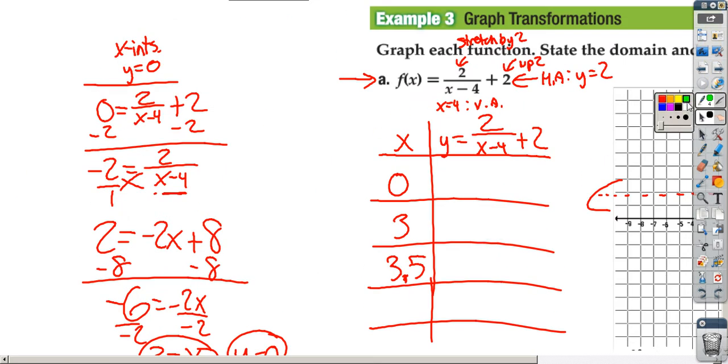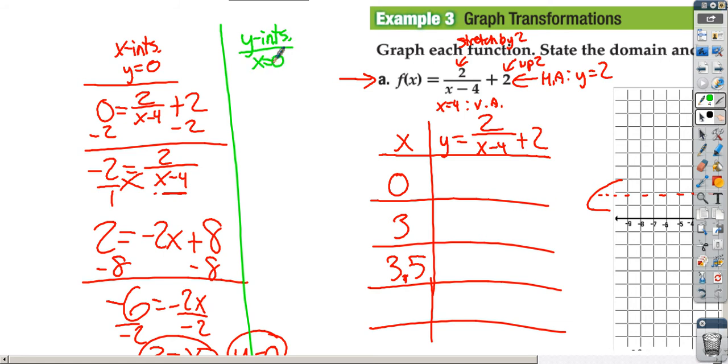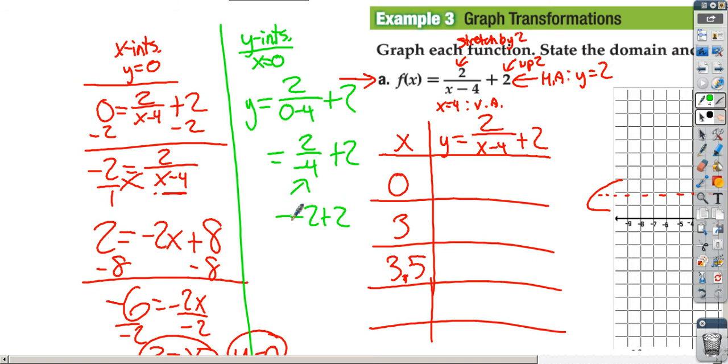The y-intercepts occur just like the x-intercepts occur when x equals 0. The y-intercepts occur when x equals 0, x-intercepts occur when y equals 0. Hopefully I didn't say that backwards. So let's do this. That means y equals, we're going to plug in 0 for x. And remember, you can plug in 0 for x on the bottom. It's just that the bottom can't be 0. But if I plug in 0 for x, it's not going to be 0. It's going to be negative 4. 0 minus 4 is negative 4. We still have that plus 2 here. So this right here is negative 2. Negative 2 plus 2 equals 0.